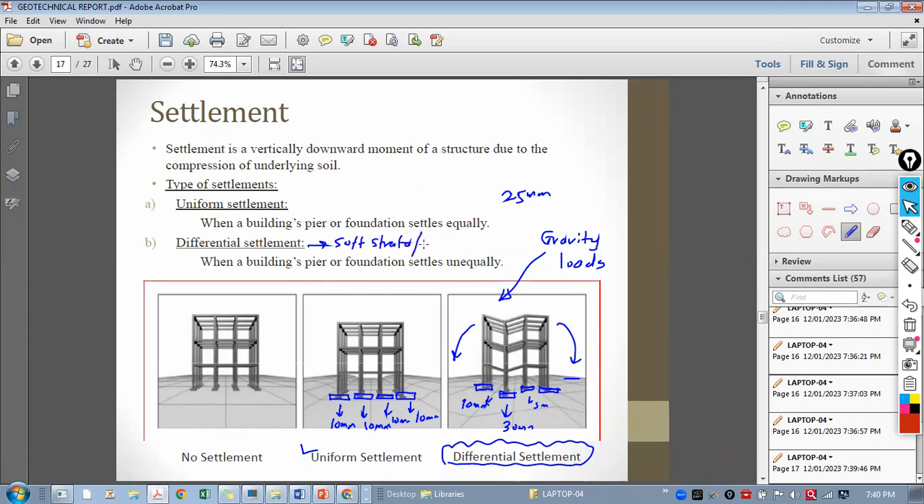Then it may also happen in infilled soils. Do you know what is meant by infilled soil? What does it mean by infilled soils?